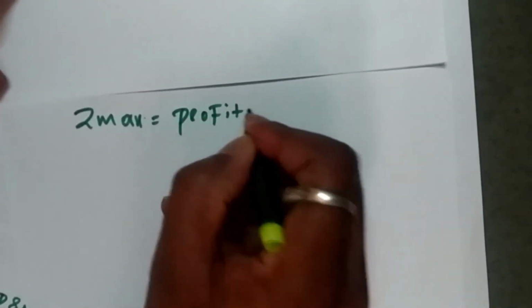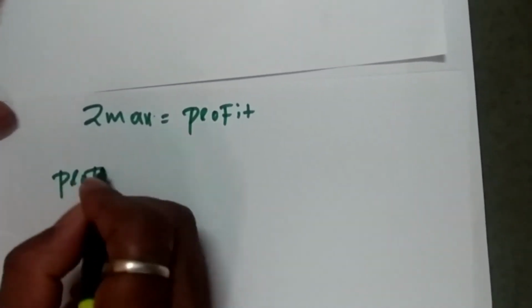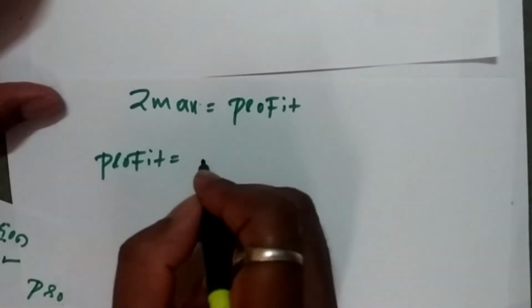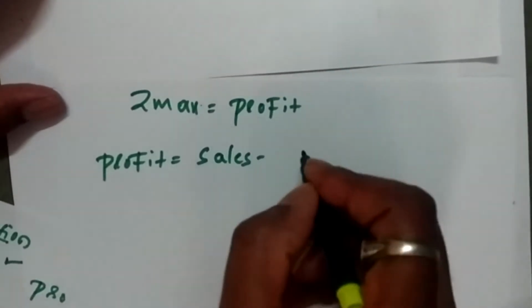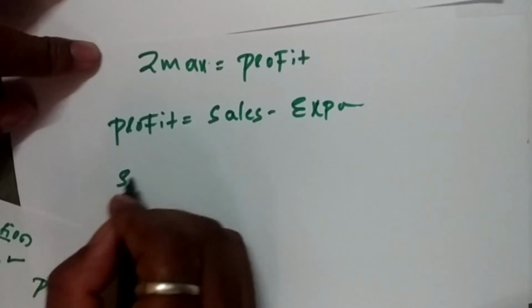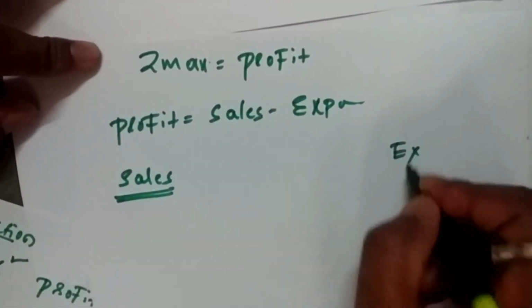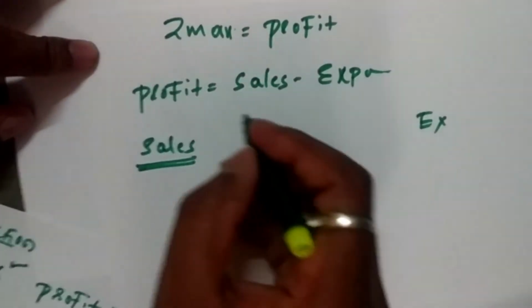First we'll calculate Zmax. In order to write the Zmax, what should we write? This is nothing but the profit statement, a very simple way. We should make a profit equation over here. How to write a profit equation? Profit is nothing but sales minus expenditure. Correct? First we'll write the sales here, then we calculate the expenditure later on. So first write the sales.